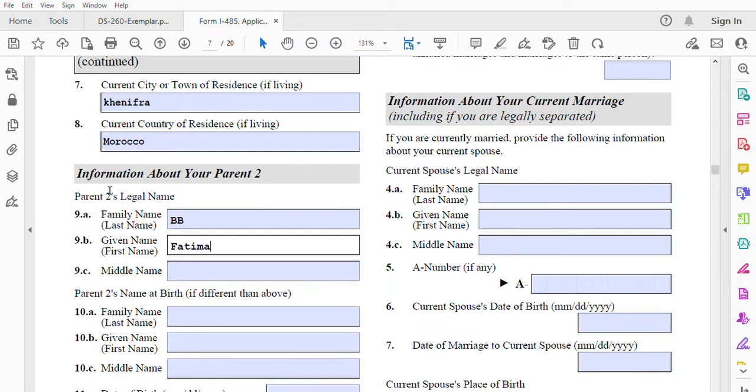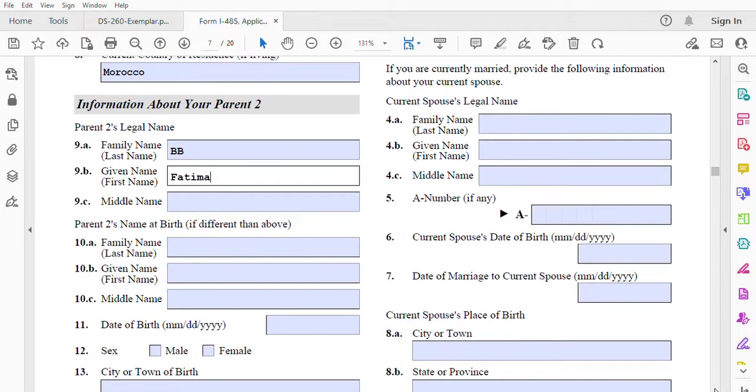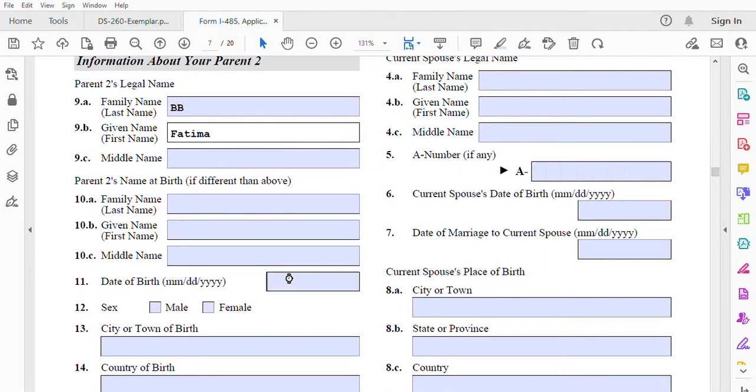As I said before, if her legal name is different than the name at birth, you can enter it right here. If not, go to the next question, which is date of birth. It's 01/01/1975. Female. The country is Morocco.